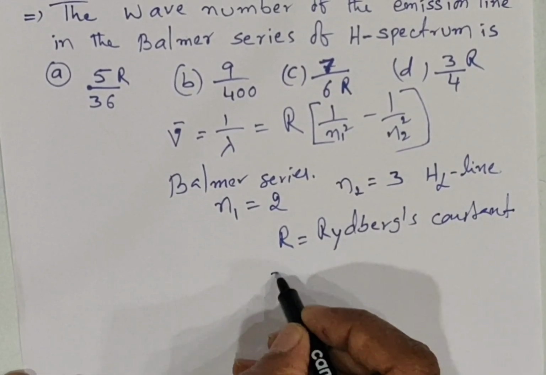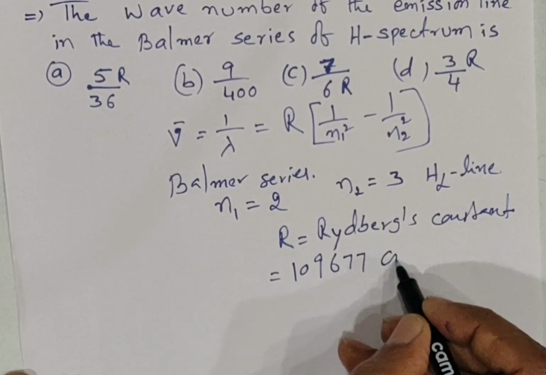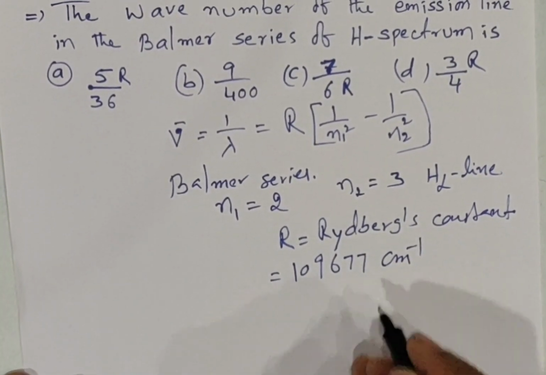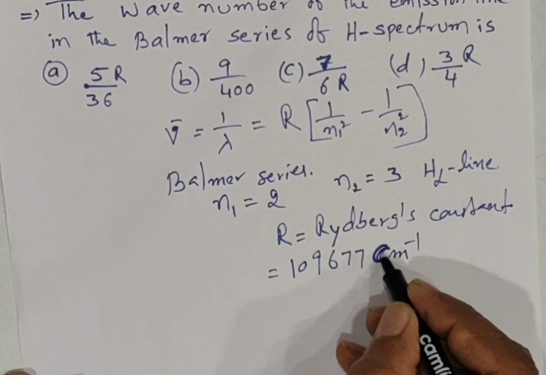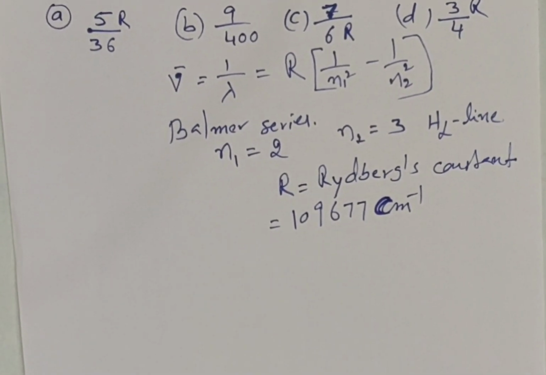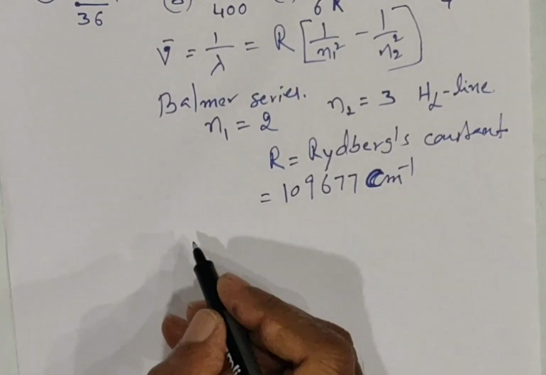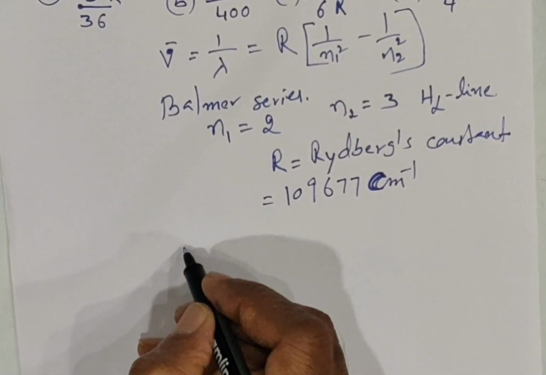Rydberg constant value is equal to 109,677 centimeter inverse. This is the Rydberg constant value. Now here you have to substitute these values in this mathematical expression. Now he asked only nu bar.